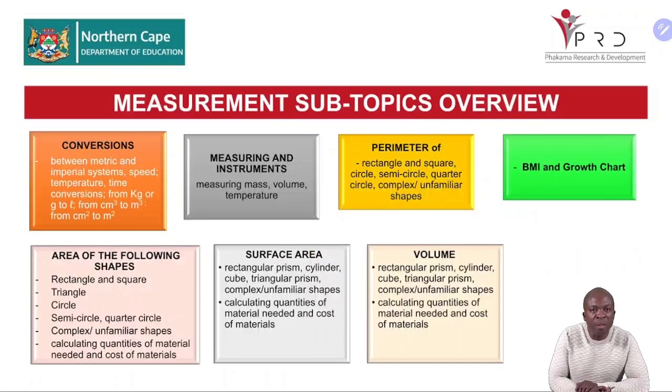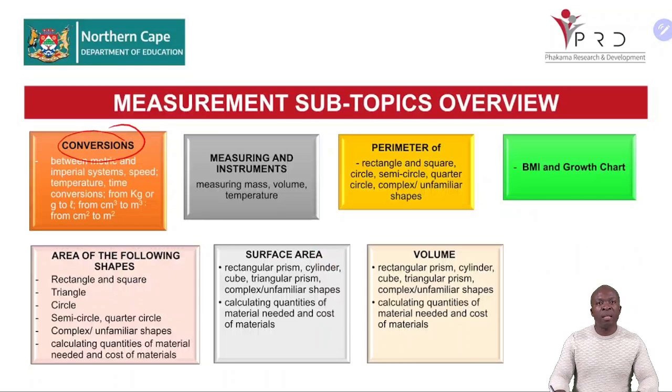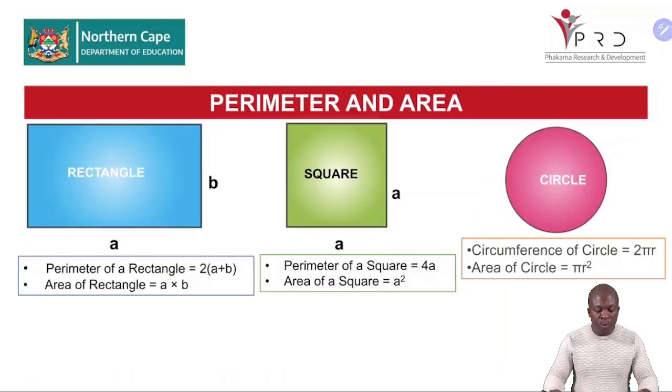So since we are dealing with measurement, we do know that measurement is a broad topic. We already dealt with conversions in our previous videos. Now we are looking at perimeter and area. Measurement has also got surface area, it has got volume, it has got capacity, it has got growth chart. So it is quite broad. What we are doing is to ensure that we tackle each subtopic bit by bit, give you a bit of time, a bit of chance to go over them so that you'll be able to answer the questions that are involved.